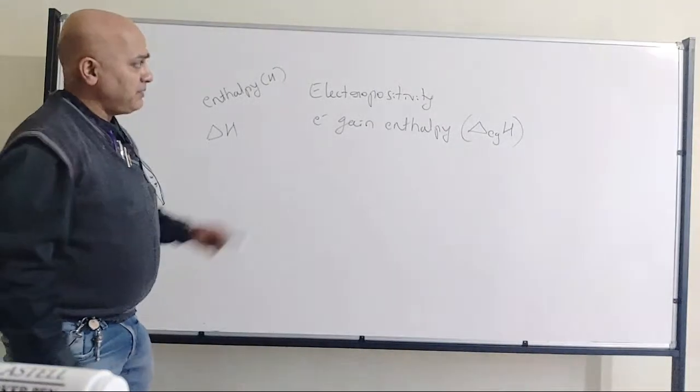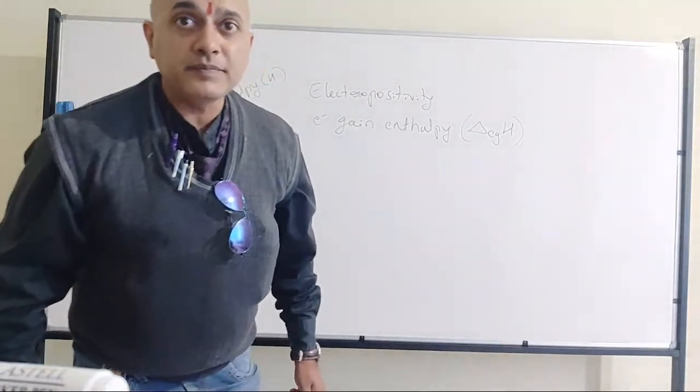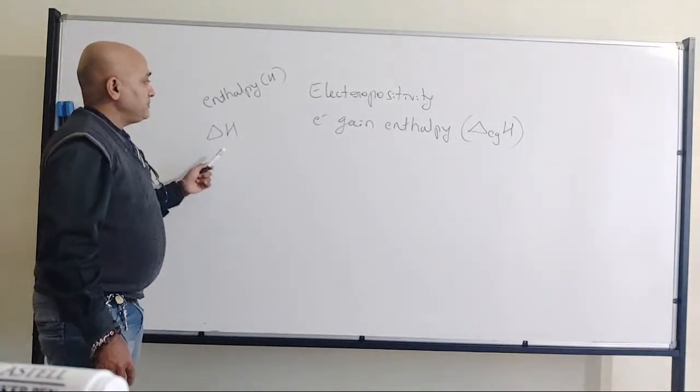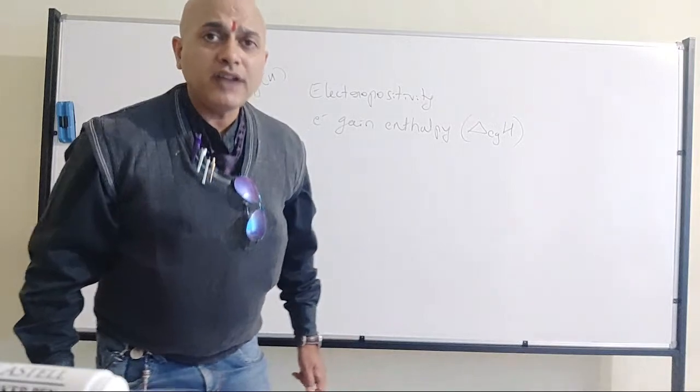So what is that capital H? Capital H is nothing but enthalpy. So delta indicates change in enthalpy. So that's where we have the electron gain enthalpy. All of you have understood?